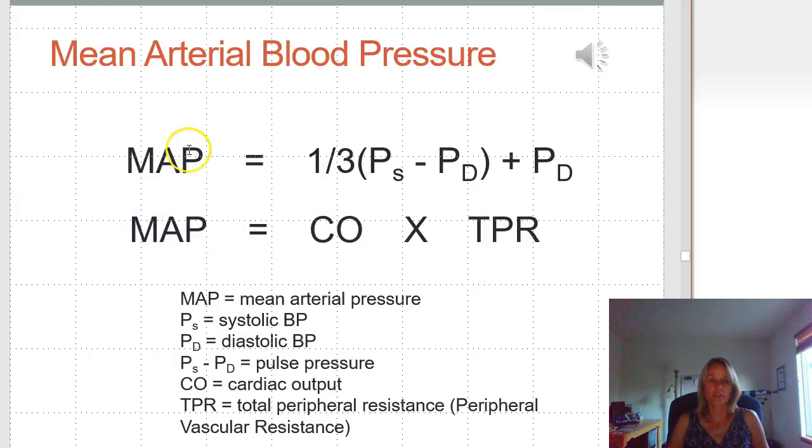So the mean arterial pressure, we could calculate it as 1/3 the pulse pressure plus the diastolic blood pressure. Note we weight the diastolic pressure more because the heart spends more time in diastole than it does in systole.